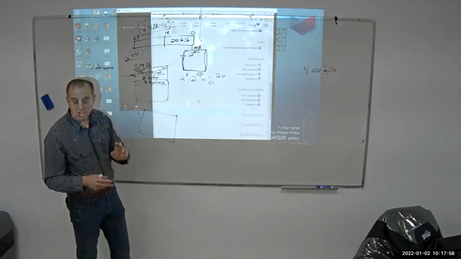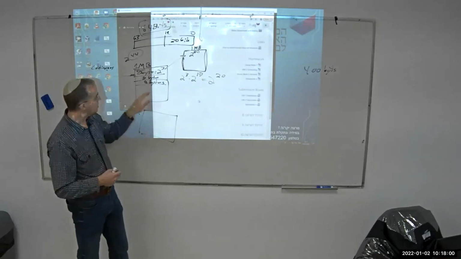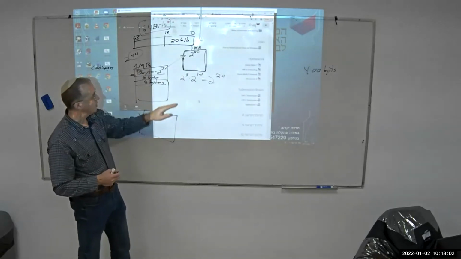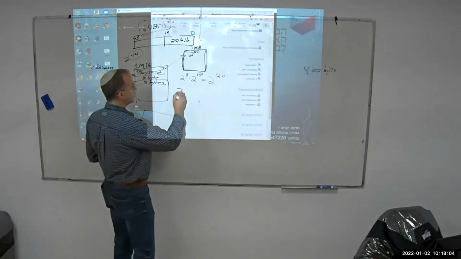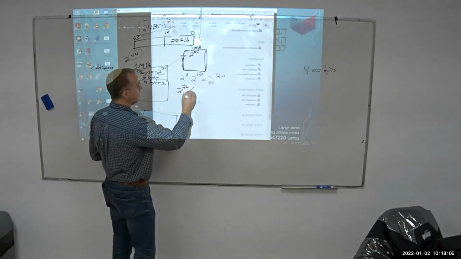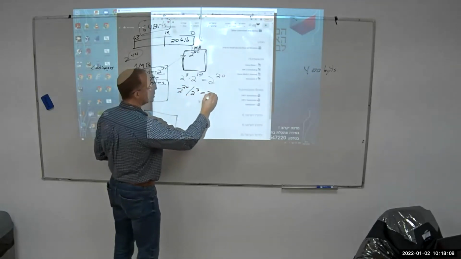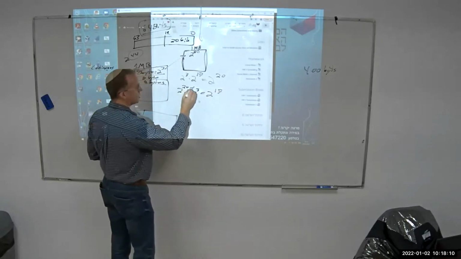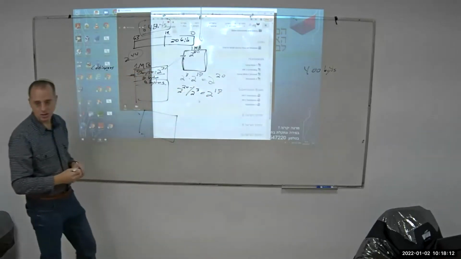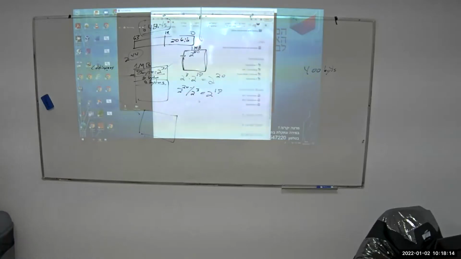But the calculation is easier if I put everything to the power of 2. Since 8 is 2 to the 3rd, I just divide 2 to the 20th by 2 to the 3rd, and I get 2 to the 17th. When you do division, you do subtraction. That's the number of rows.